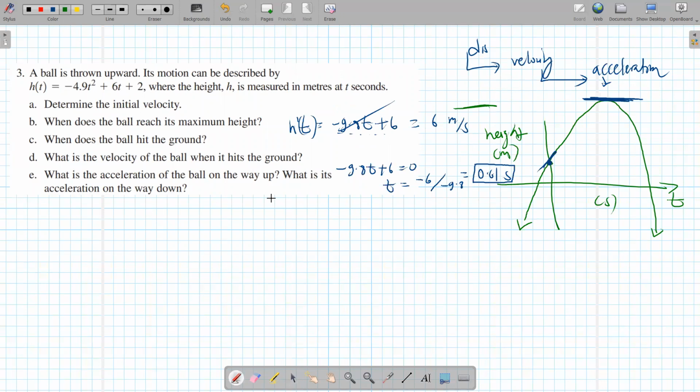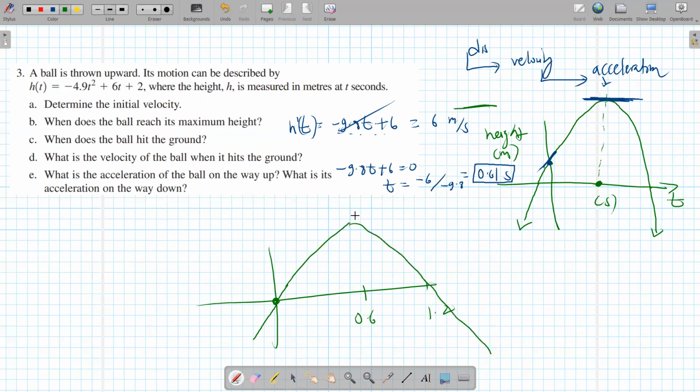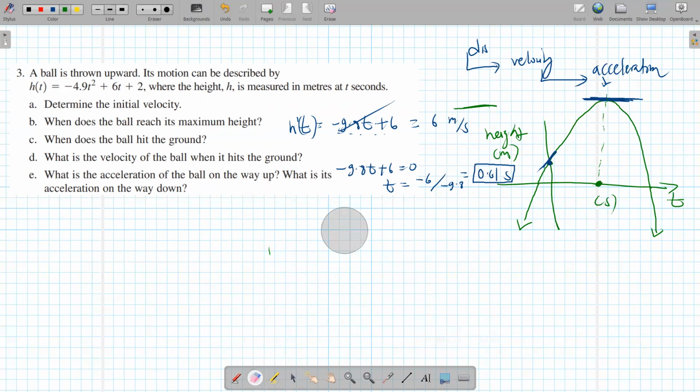What I meant was this, the maximum value. See this point? It's always going to be the midpoint of this and this. So if it passed through the origin, and if this was 0.6, then this must be 1.2 because it's symmetrical. Whatever is here must be here. I was trying to be smart there, but it's not going to work out because this does not go through the origin. So you actually have to use the quadratic formula to find the x-intercept. You can't factor this because there are decimals in there.